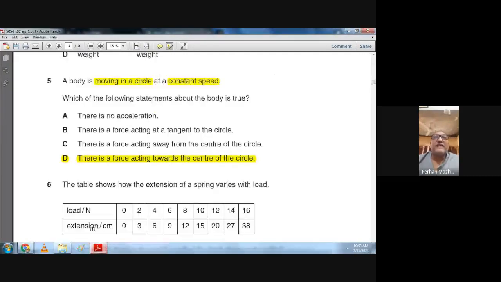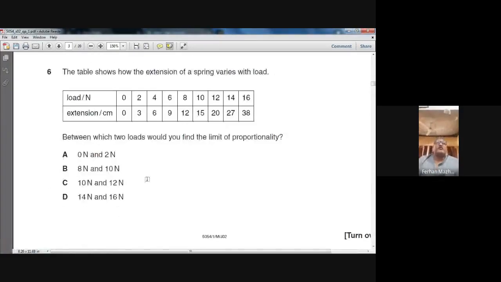Okay, so we will move to the next question. It says the table shows how the extension of a spring varies with the load. You can see there is the graph. The first row is telling you the load, and the second row is telling you the extension. Between which two loads would you find the limit of proportionality?